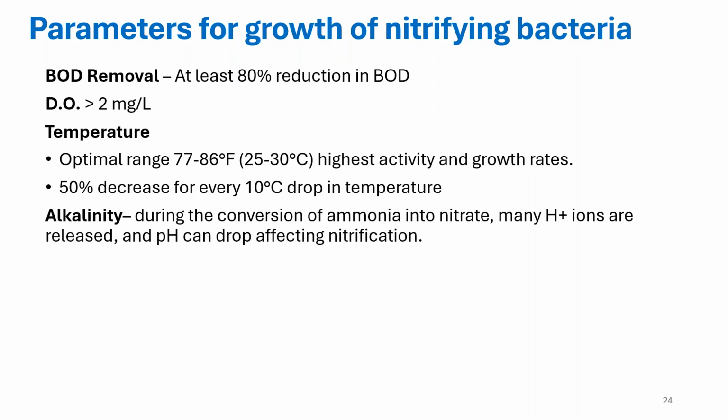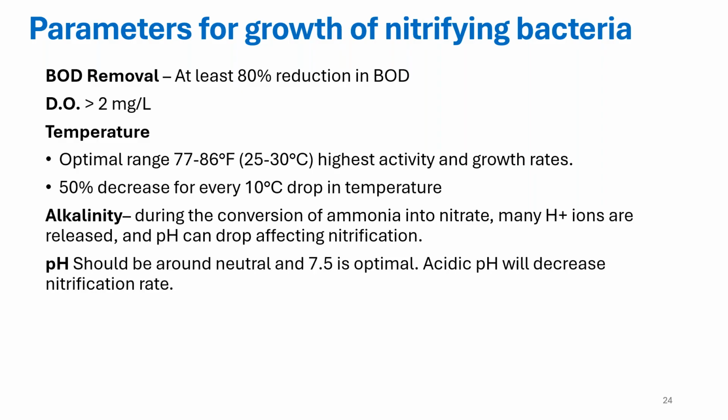Also, we need to know that we have enough alkalinity. You notice NH3 has an H in it, and nitrate is NO3. So where did that hydrogen go? Well, some of it goes into water, but there are a lot of positive hydrogen ions floating around that are acidic, and they can create a drop in pH, and a drop in pH can stop nitrification.